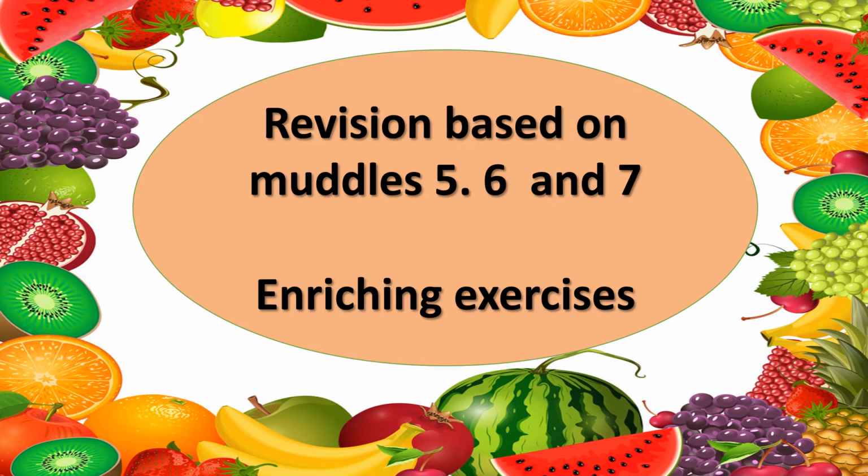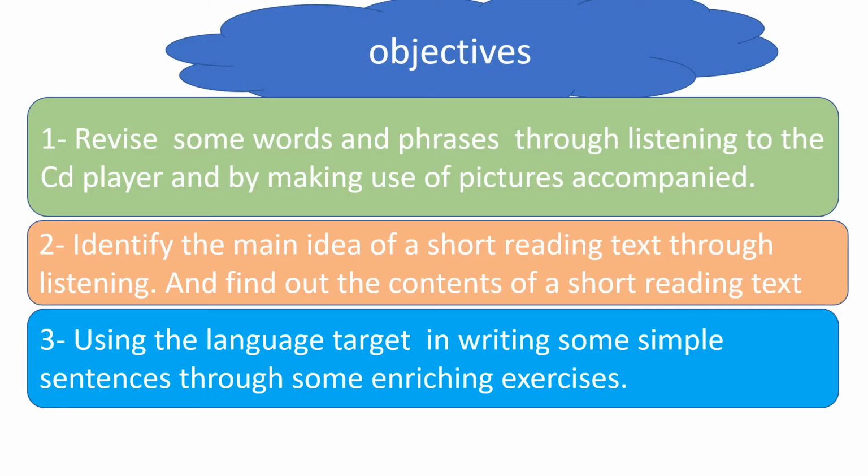Today we are going to make a general revision for what we had studied before through doing some selected and enriching exercises. The objectives can be sorted in the following. Number one, revise some words and phrases through listening to the CD player and by making use of the pictures accompanied. Number two, identify the main idea of a short reading text through listening and then read the text once again to find out some specific information or the content of a short reading text. Number three, use the target language we have learned in writing some simple sentences through some enriching exercises according to the specification of the exam, inshallah ta'ala.